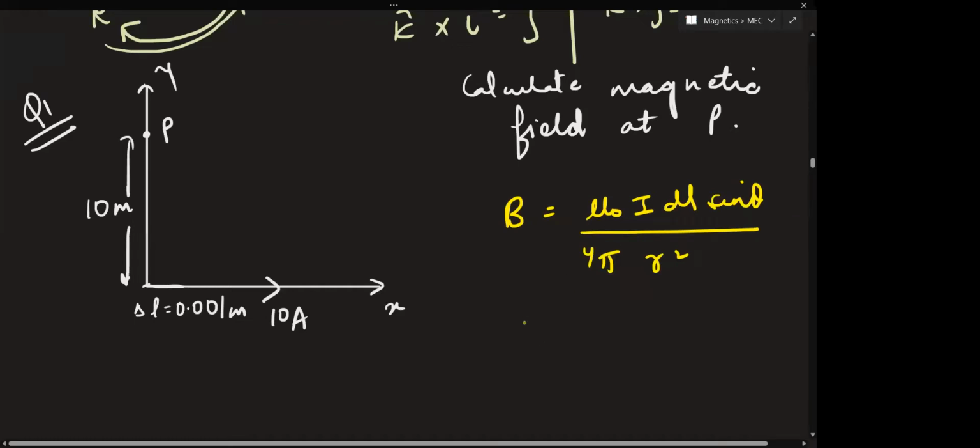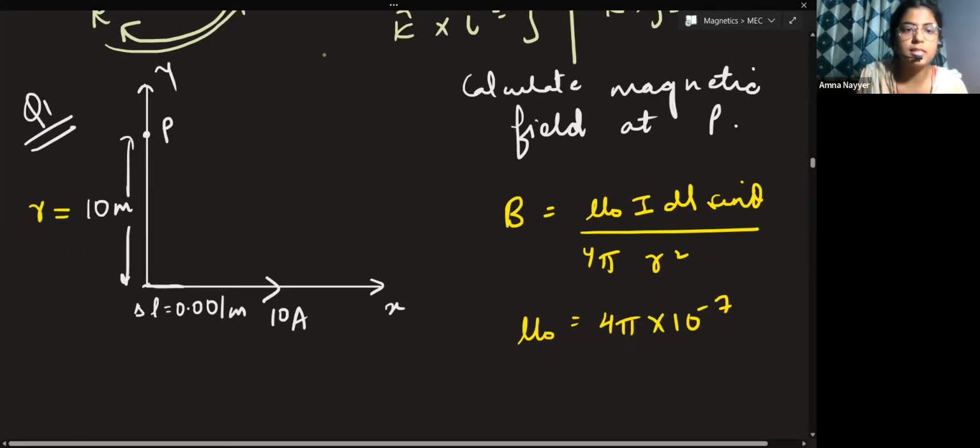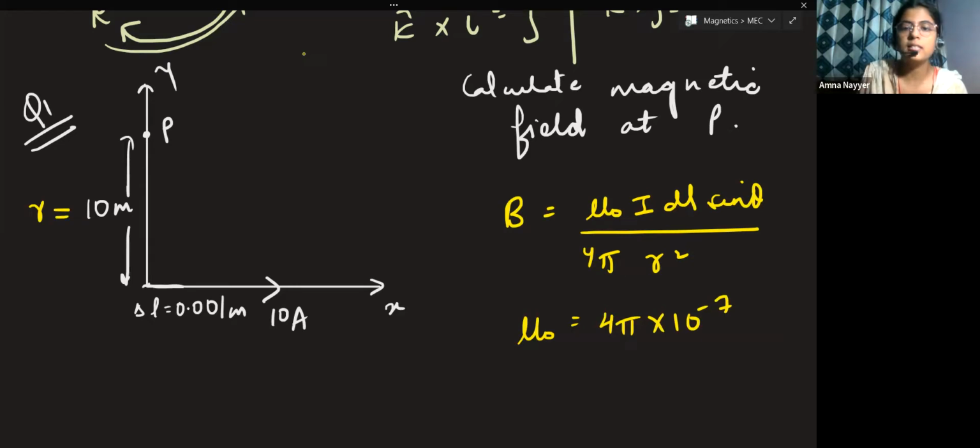This constant mu naught is written as 4 pi into 10 to the power minus 7. See, this is the distance, the position vector given. So any other answers coming, or should I discuss this?